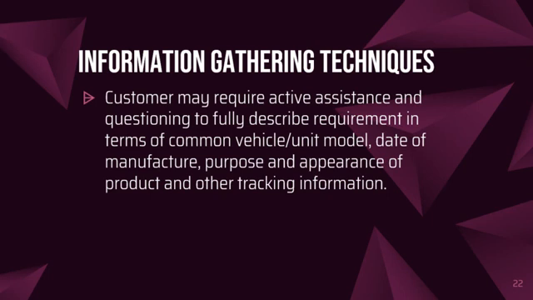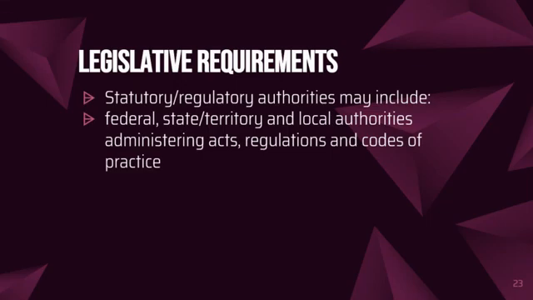So customer may require active assistance and questioning to fully describe requirement in terms of common vehicle or unit model, date of manufacture, purpose and appearance of product, and other tracking information. For the legislative requirements, statutory and regulatory authorities may include federal, state, and territory and local authorities administering acts, regulations, and codes of practice. It goes on saying we have to follow the rules of our government.